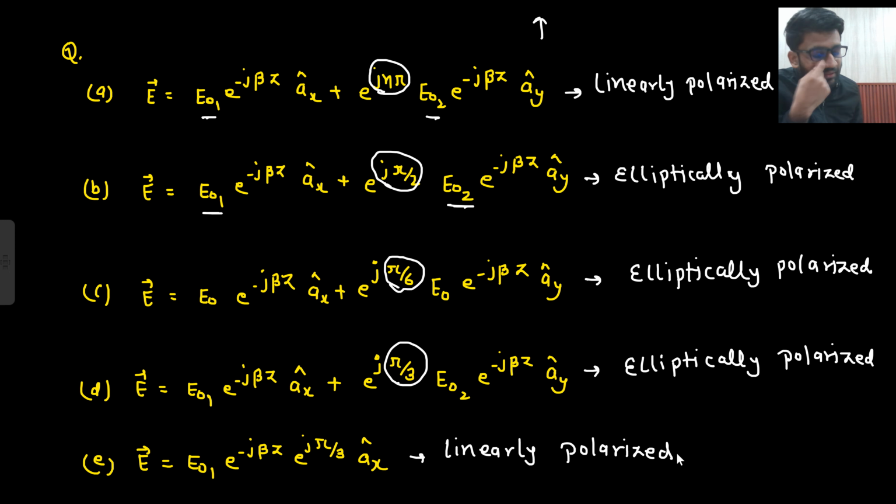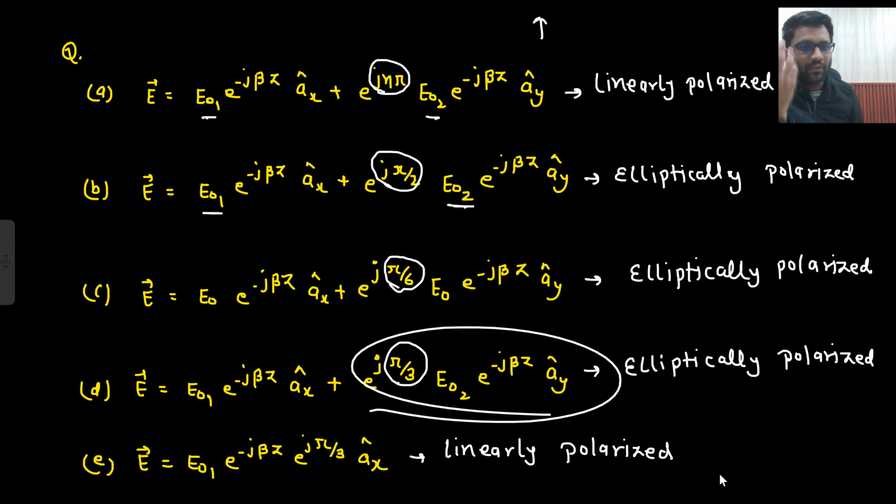So in a question someday, if I ask you to get a linearly polarized wave from an elliptically polarized wave, what will you do? From an elliptically polarized wave, you give me a linearly polarized wave. You will say, sir, please kill this y part. If you kill this y part, I will be left with only the x part, so it will be linearly polarized. Or you can say, sir, please kill this x part. If you have killed the x part, I will be left with only the y part, so that will be linearly polarized.